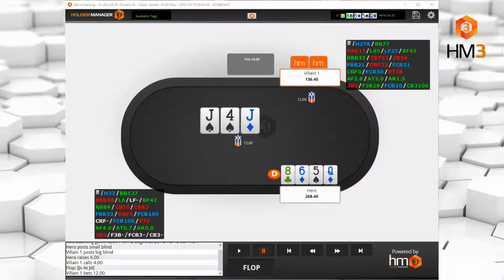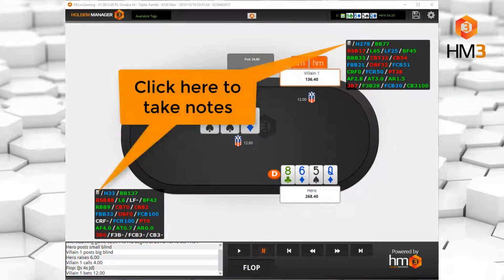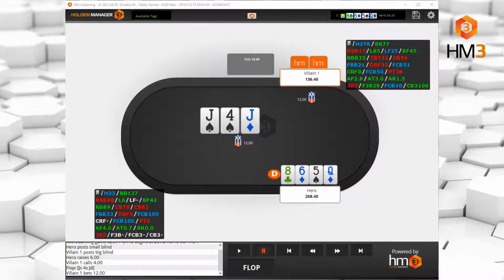However, the donk bet can be a good strategy as long as you balance weak, medium and strong hands into your donk betting range. With this statistic, it is vital to use the HM3 note-taking function to take notes whenever you get to showdown versus a flop donk bet. Without an idea of the types of hands your opponent donk bets with, the statistic is almost useless.